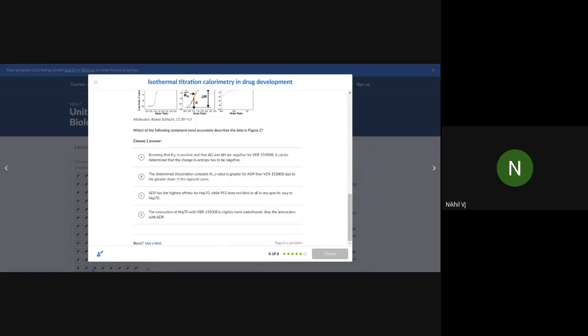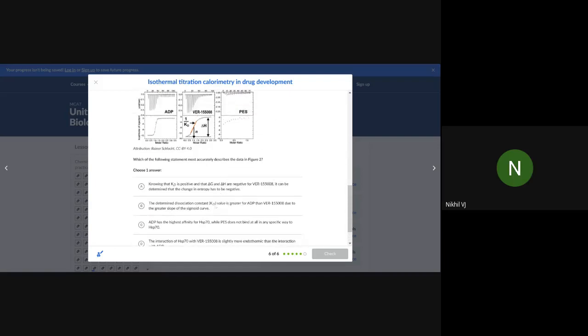All right, so for the next one, we're looking at the dissociation constant, KD, as being greater for ATP and because of the slope of the sigmoid curve. So we know in this case that it does have a higher slope, but you also have to look at this part of the graph, which shows us that the slope is represented by 1 over KD. So a larger slope means a lower KD value. And since ADP has a larger slope, then that means the dissociation constant is actually smaller for ADP. So we know this one is false.